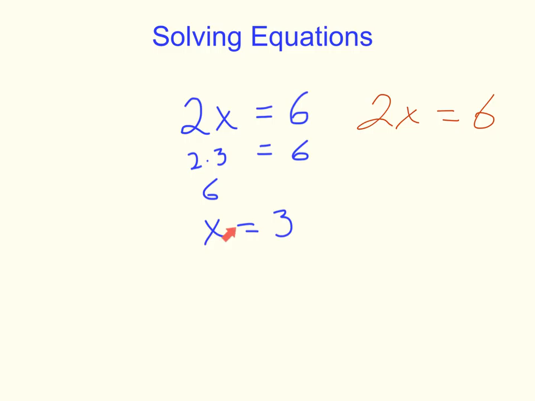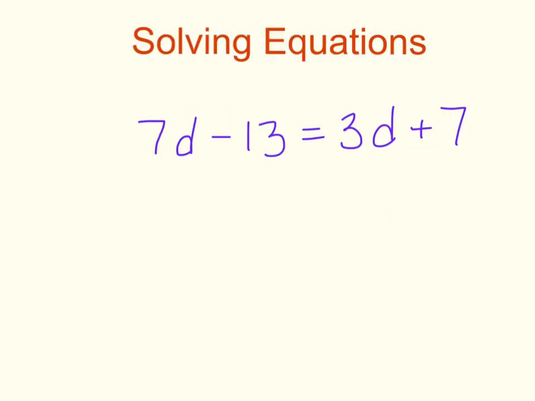However, if I didn't know this, or I couldn't do this mentally, I could look at this and say this is 2 times x equals 6. And so to figure out what x would be, I would have to do the opposite of multiplying, which is dividing by 2. I do it to both sides. That cancels out, and I get x equals 3. So let's solve a couple of equations that are a little more complex.